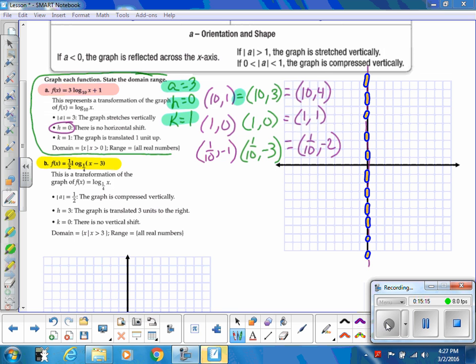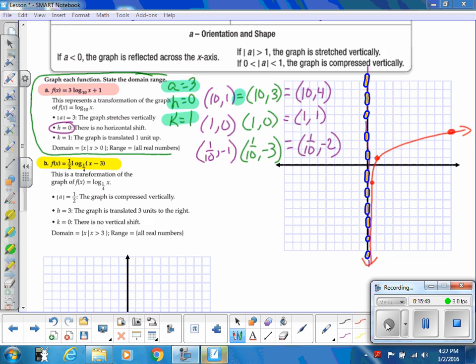This helps see it better. Okay? And then plot my 3 points. I have the point 1, 1, 1/10, -2. So I'm somewhere over here. And then 10, 4. And there's your graph. Again, you find those 3 points, then apply your A value, then apply your H and your K value.